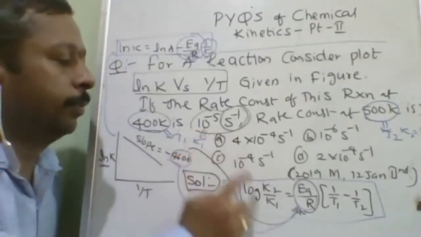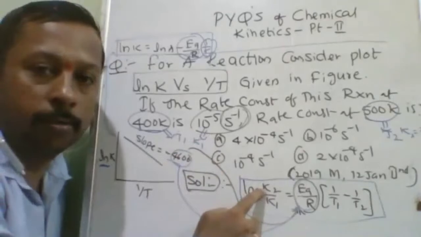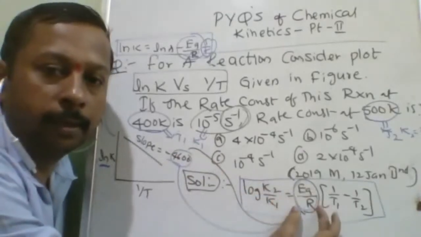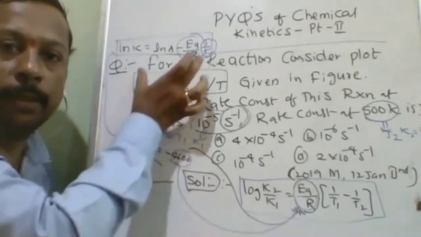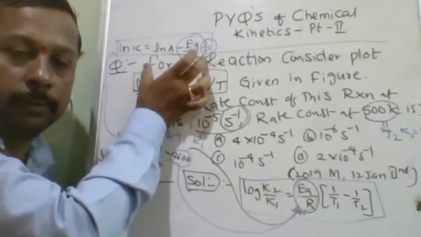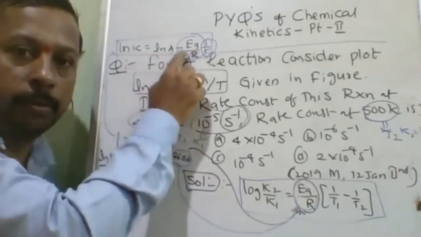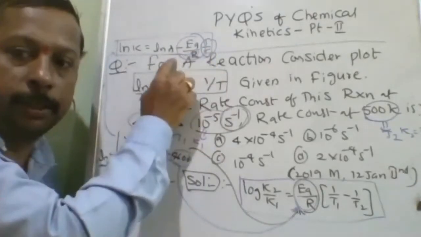10 to the power of minus 5. K2 you have to find out. Ea we have extracted from the graph. When it is compared with this Arrhenius equation, y is equal to mx plus c.